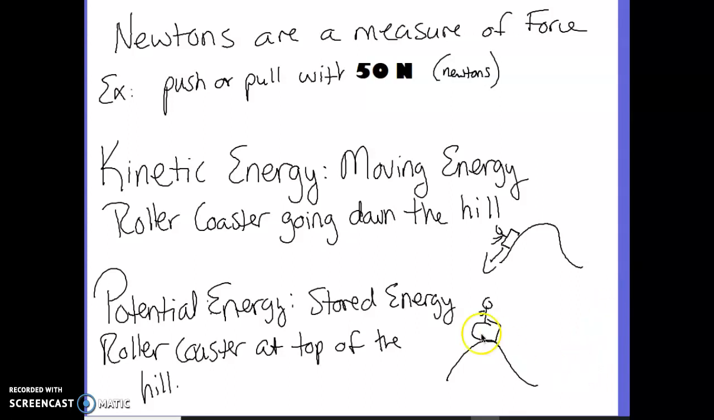However, when you are at the top of the roller coaster hill, which we will take a look at in a video here in just a second, you have the potential for the roller coaster to start moving at a high rate of speed thanks to gravity, right? Potential energy is stored. Kinetic energy is the energy of motion.